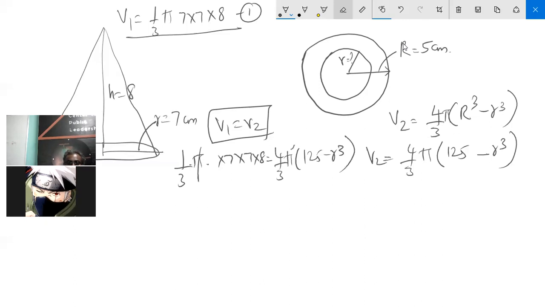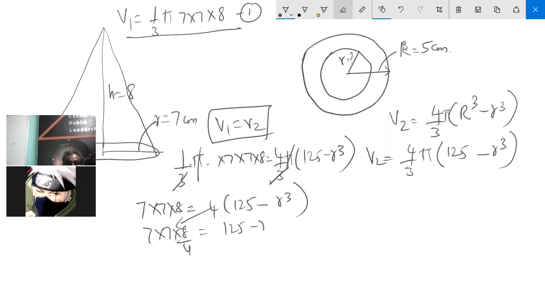Cancel pi and pi. Cancel 3 and 3. That means 7 into 7 into 8 is equal to 4 into 125 minus r cubed. Bring the 4 here. 7 into 7 into 8 by 4 is equal to 125 minus r cubed. This becomes 2. 7 into 7, 49. 49 into 2, 98. 98 is equal to 125 minus r cubed.